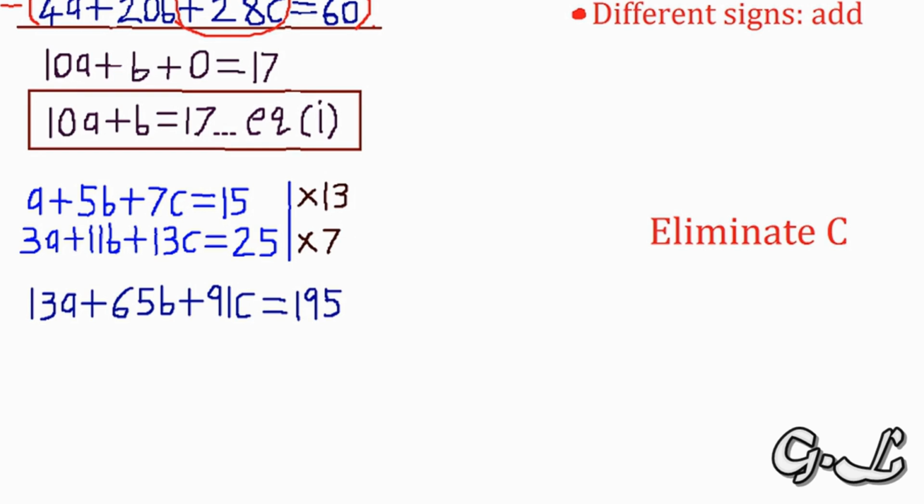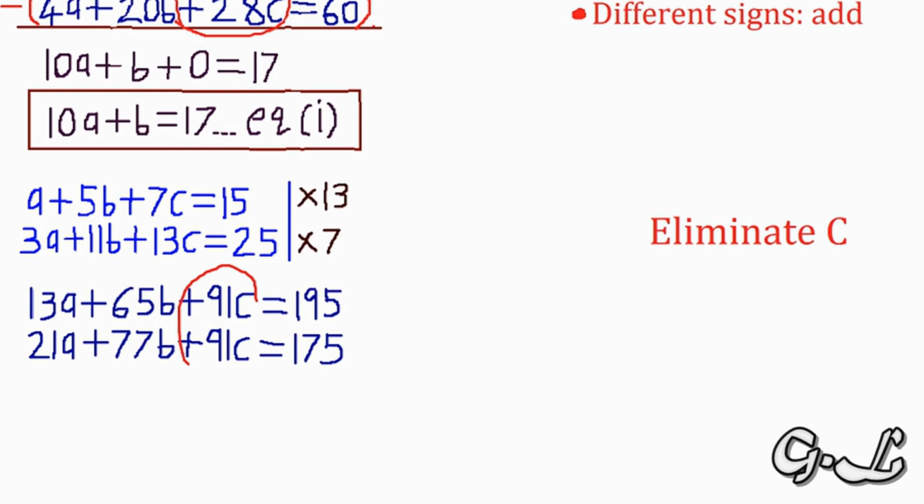Again, when you consider the second equation, we said that we are multiplying each term by 7. So we're going to say 3a times 7, and we're going to get 21a. And 11b times 7 will give you 77b. Again, 13c times 7 should give you 91c, is equal to 25 times 7, which will give you the value 175. So this is what you should get.